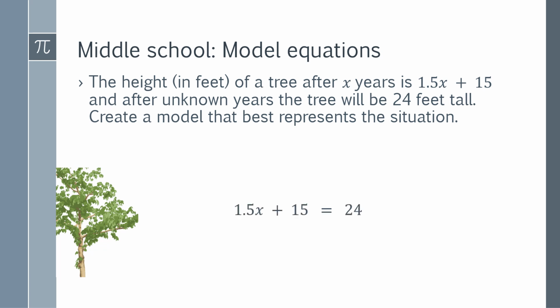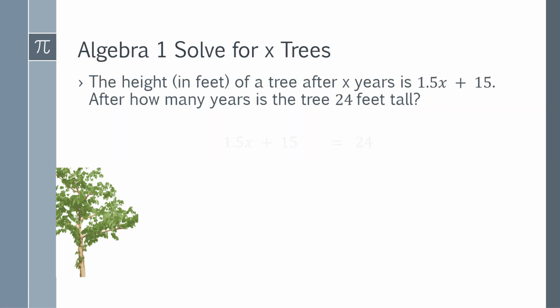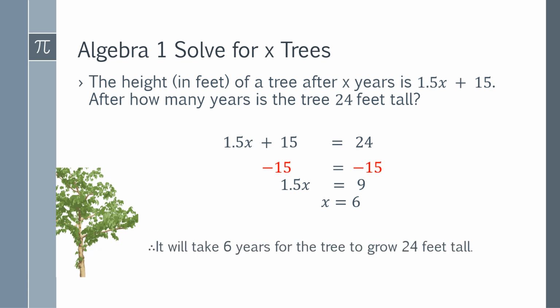Now, if I ask you to solve this, you know to subtract 15 from both sides, divide everything by 1.5, and you're going to get 6. And you know that it would take 6 years for the tree to grow 24 feet tall, because that was the question that was being asked, and we answer it. All right. And again, that's 7th grade in the school.